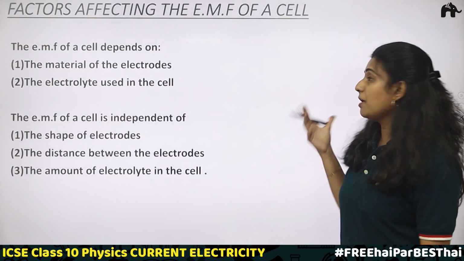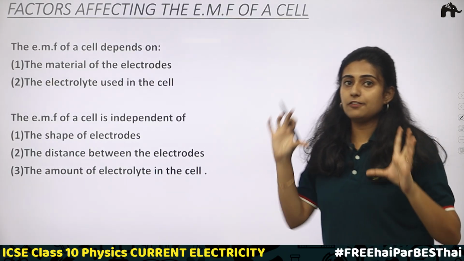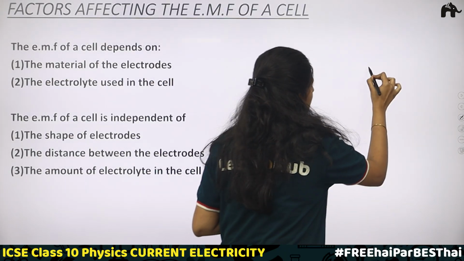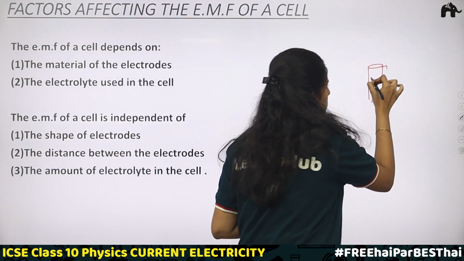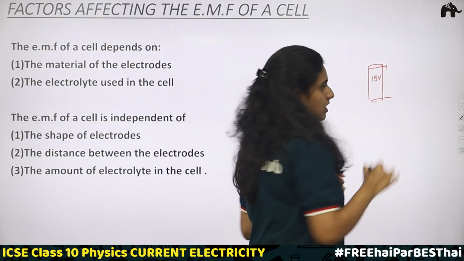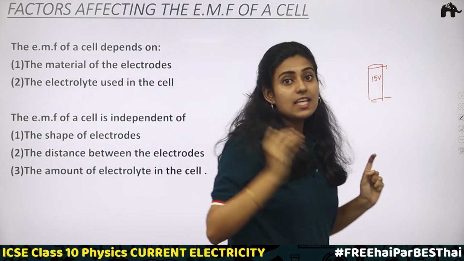Factors affecting the EMF of a cell. Okay, EMF of a cell. When you buy a battery, let's say this battery has positive and negative terminals, and on it will be shown that 15 volt battery. So this 15 volt value is the EMF of the cell.